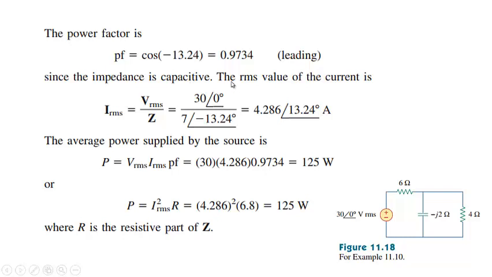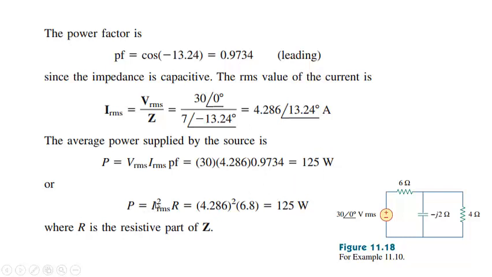Since the impedance is capacitive, the RMS value of the current will be V by Z, 30 at an angle of 0 divided by 7 at an angle of minus 13.24, which is 4.286 at an angle of 13.24. You can see this current leads the voltage by this angle. That means in this case also this is a leading circuit. So the average power supplied by the source will be Vrms Irms into power factor. Vrms is 30, as it is given in RMS values. Irms is this, since this is an RMS value. It comes out to be 4.286 times 30 times the power factor 0.9374, which comes out to be 125 watts.